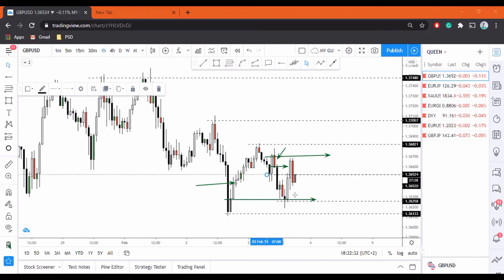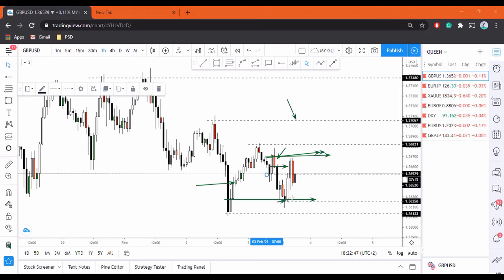It was resistance, but now it's support. So price reversed. If I want to trade any buys, I would wait for price to come all the way up and break above this high. Then I'll trade buys targeting this resistance.